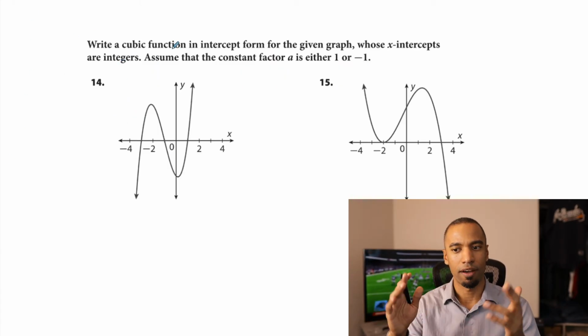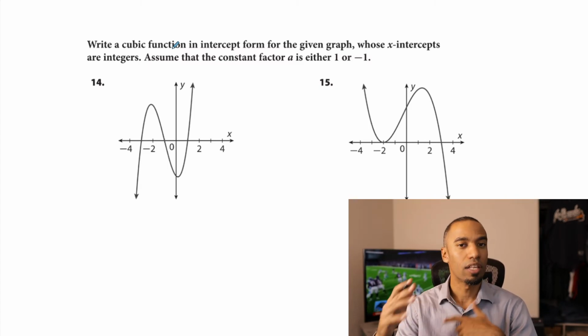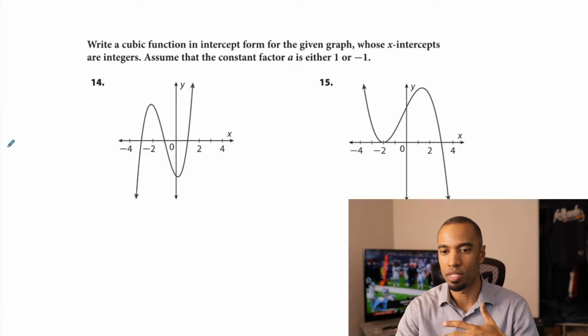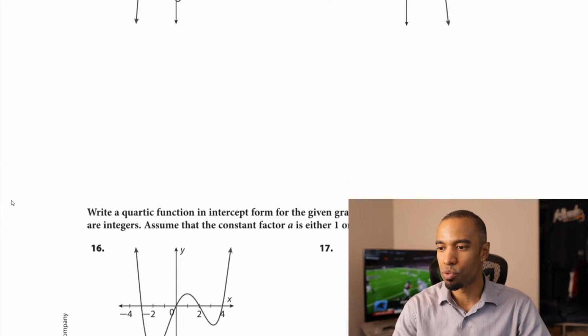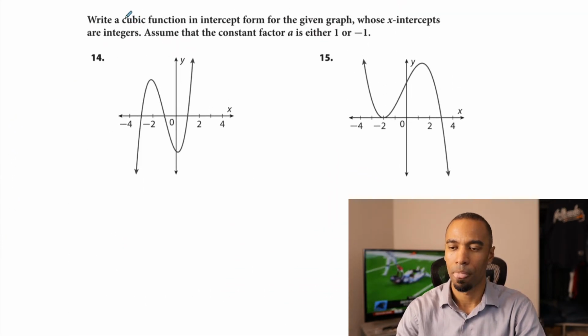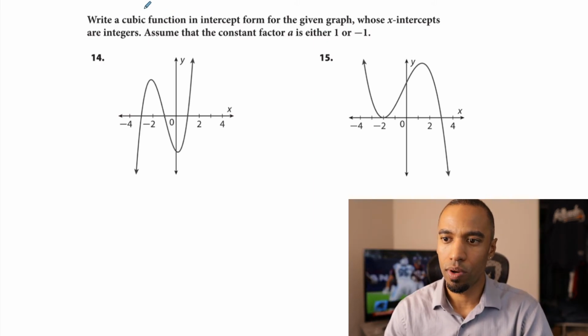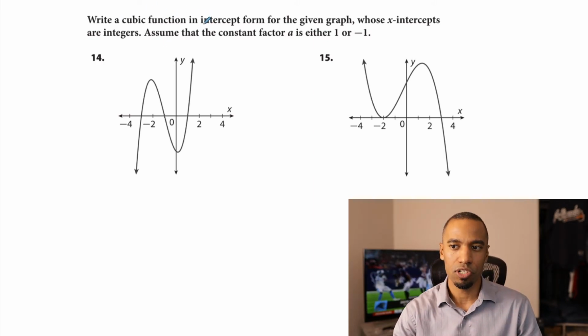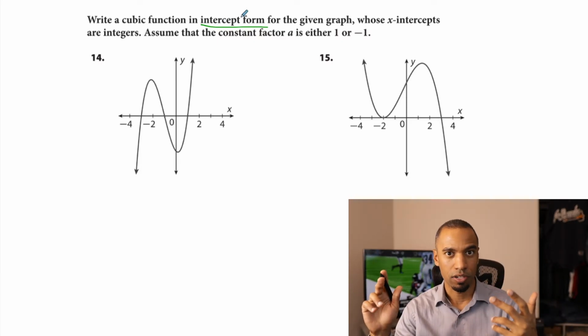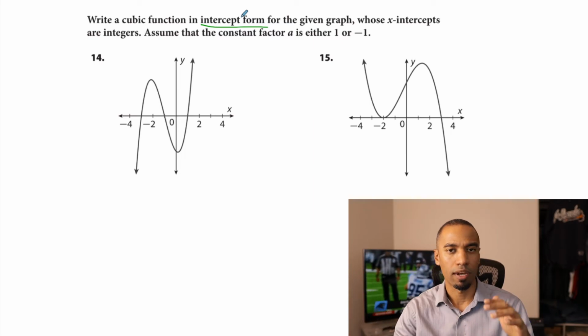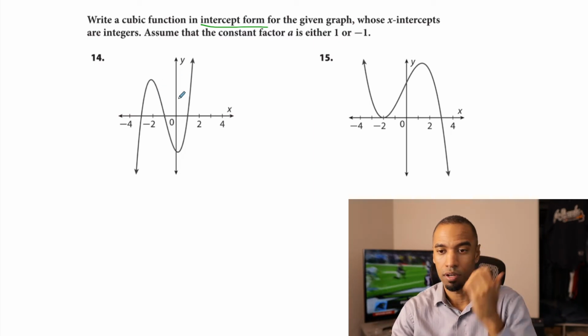Now we're going to write functions based on what we see here. Let's do the backwards approach of what we did from the previous ones, and we're doing it for 14 through 17 at the very least. Let's check these out. Write a cubic function, so we know it's going to end up as an x cubed. They say intercept form, so leave them as factors. That means we're going to have 3 factors. They might be squared or cubed, all depending on if there's a bounce back or the nature of it.